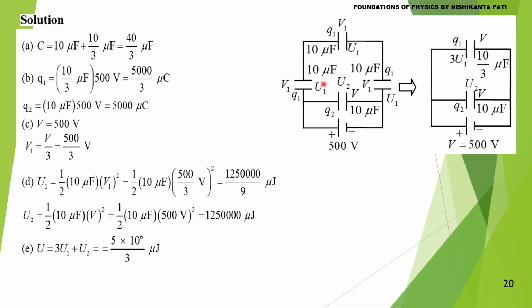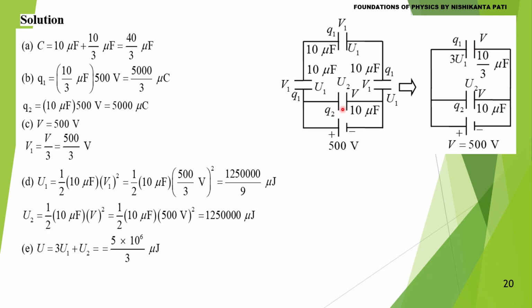The energy stored U1 is Q1 square by 2C or half C into V1 square. So this energy equal to this energy equal to this energy. That is why here energy is 3 times of U1.